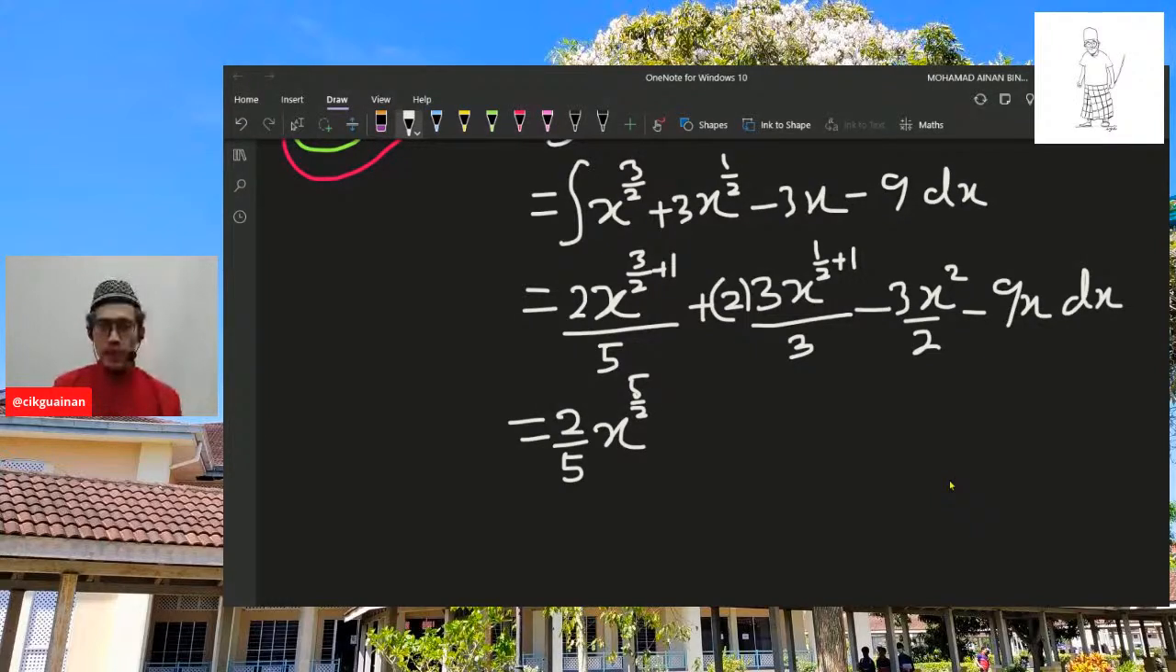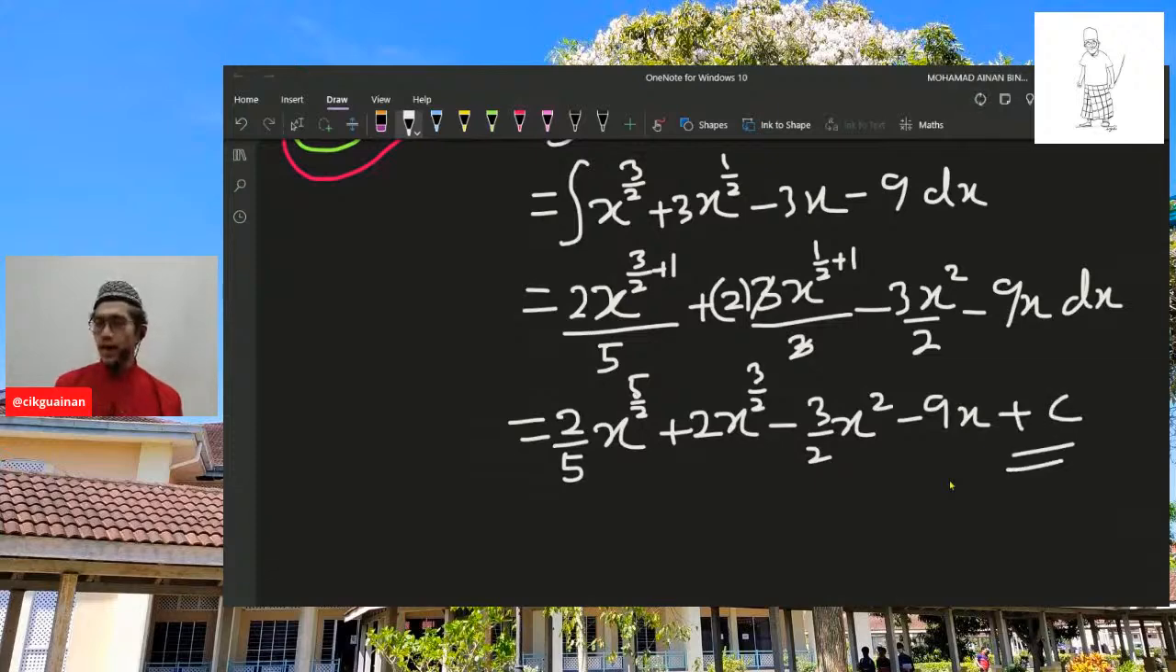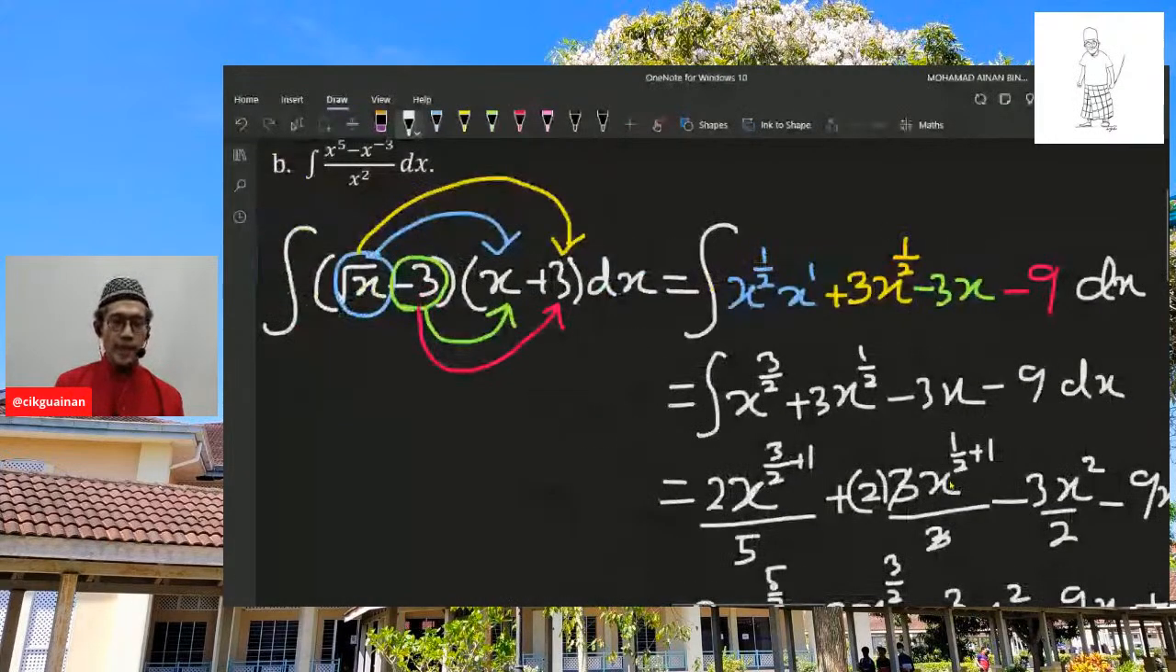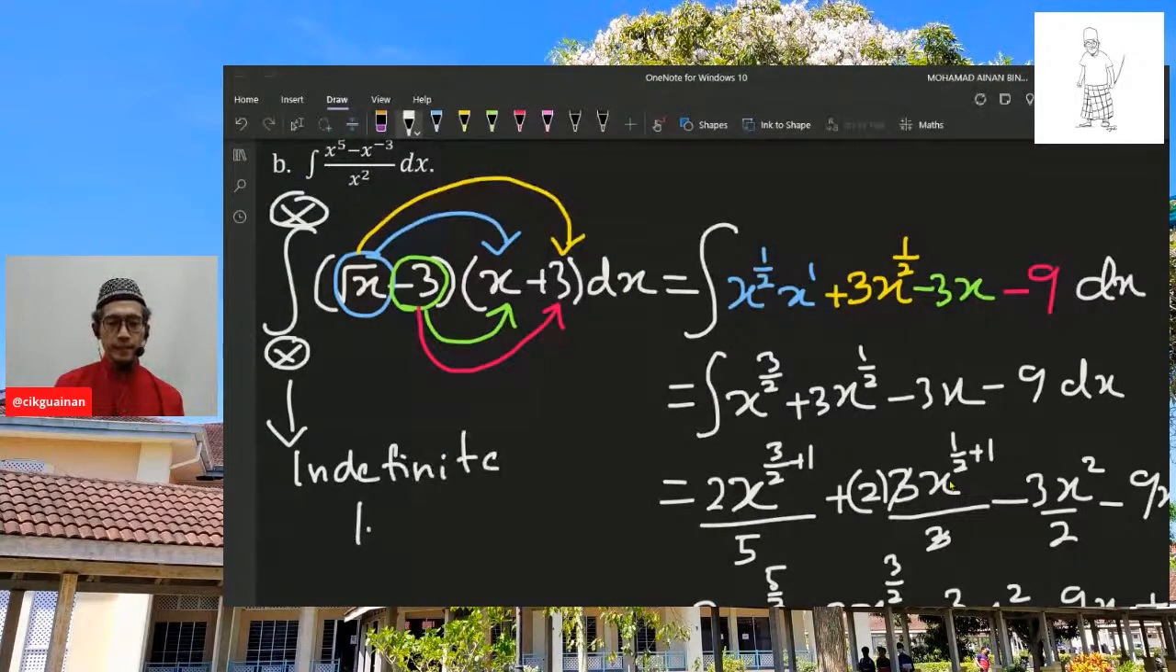Correct. Okay, this one, these 3 can cancel some more. You all like to cancel, right? Do it correctly. And then minus 3 over 2 x squared minus 9x plus c. Don't forget c. Why do we have to put c? Because as I said earlier in the question, we don't have limit over here. No limit plus c, because no limit means we are doing indefinite integral.